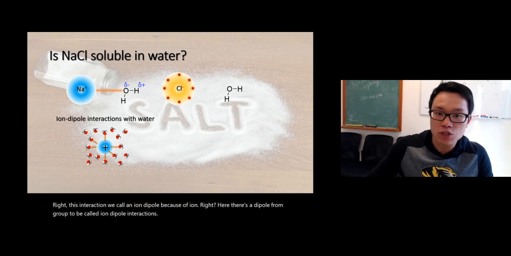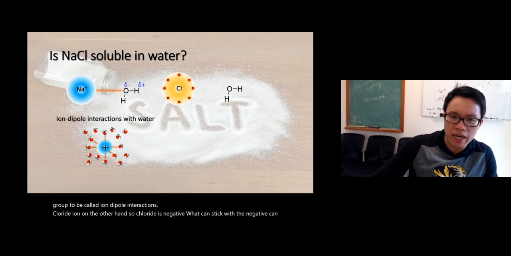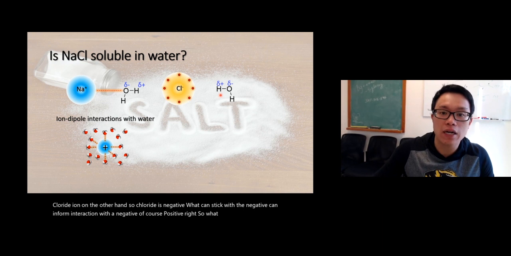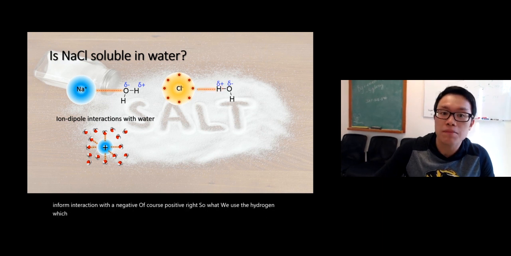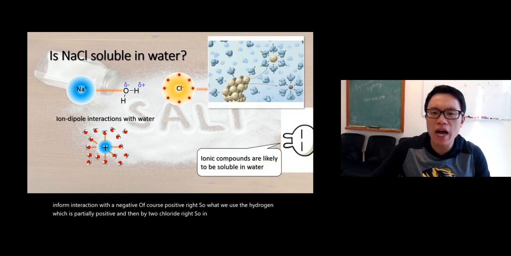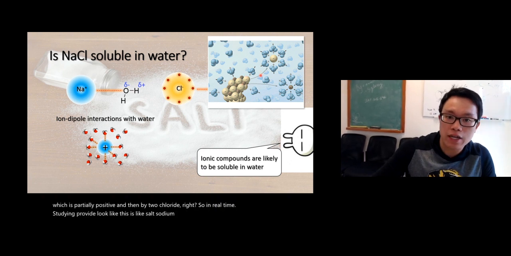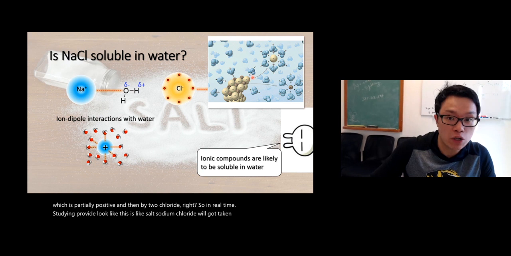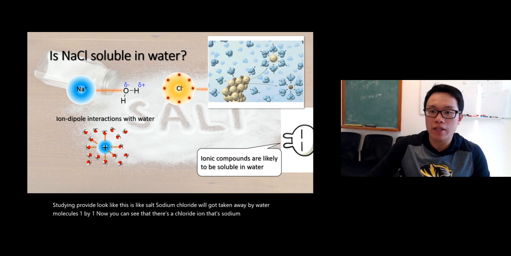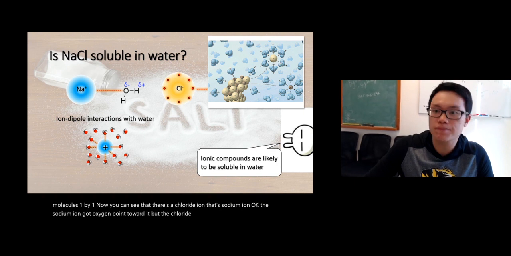Chloride ion, on the other hand, is negative. What can stick with a negative? Can it form an interaction with a negative? Of course, positive, right? So water will use the hydrogen, which is partial positive, and then bind to chloride. So in real time, sodium chloride looks like this: sodium chloride gets taken away by water molecules one by one. Now you can see this is the chloride ion, that's the sodium ion. The sodium ion has oxygen pointing toward it, but the chloride ion has hydrogen pointing toward it.